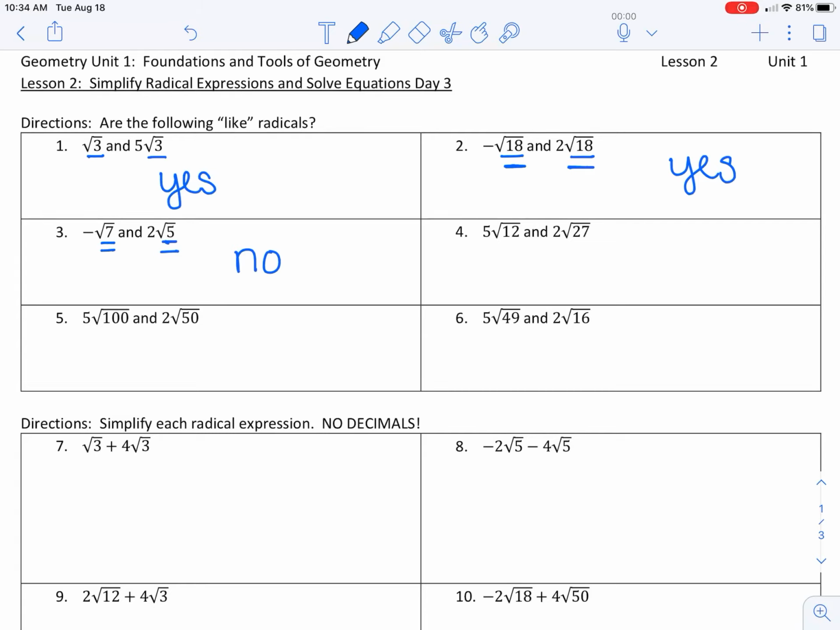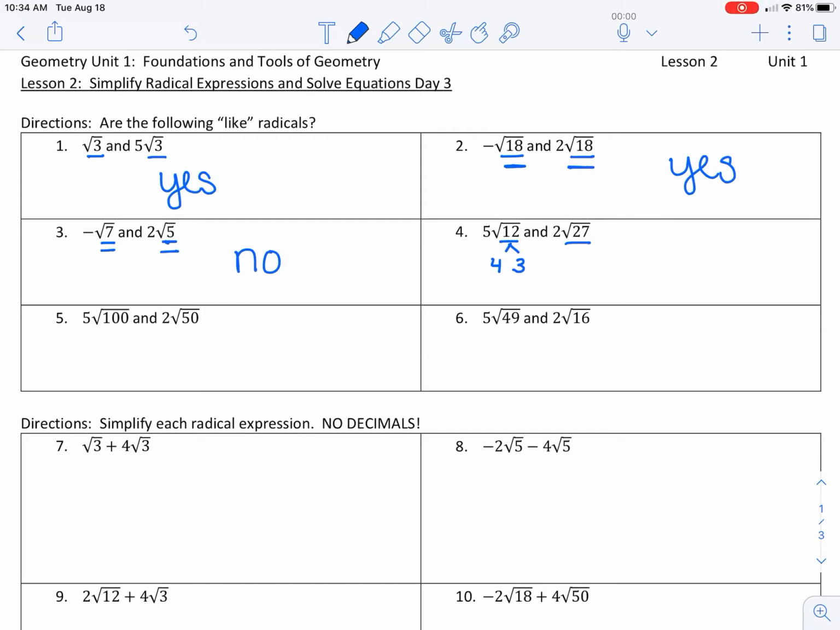Okay, moving on to number 4. The issue with number 4 is 12 can be broken down. So let's go ahead and do our factor tree because we want to simplify these first. We want to figure out, since they aren't just automatically the same, 12 is not the same as 27. It looks like they're not going to be like radicals, but let's go ahead and break down and see. If we break 12 down, we can break that down to 4 and 3.